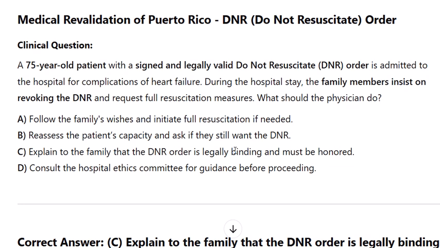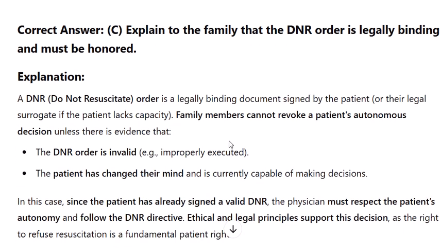Correct answer, C. Explain to the family that the DNR order is legally binding and must be honored. Explanation. A DNR, Do Not Resuscitate, order is a legally binding document signed by the patient or their legal surrogate if the patient lacks capacity. Family members cannot revoke a patient's autonomous decision unless there is evidence that the DNR order is invalid, for example, improperly executed, or the patient has changed their mind and is currently capable of making decisions.